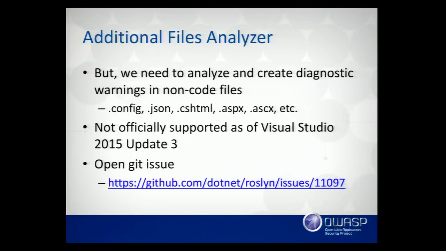But the next step is, after analysis, I actually need to add a diagnostic warning to the additional file. That was the biggest hiccup. Visual Studio doesn't officially support this. The best part about this being open source is that I went on to GitHub and I found 3 guys that had made recent commits to the Roslyn API, and their email address at Microsoft is on there, and I emailed them and I said, hey, this is what I'm trying to do.